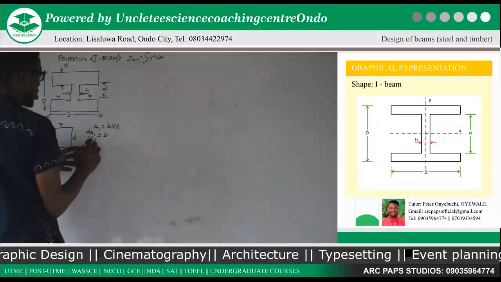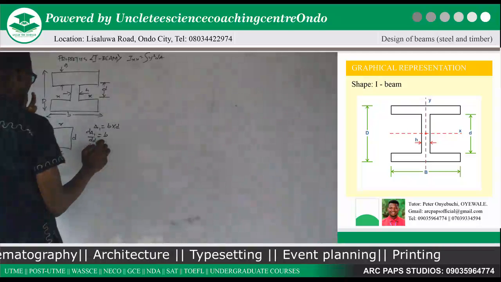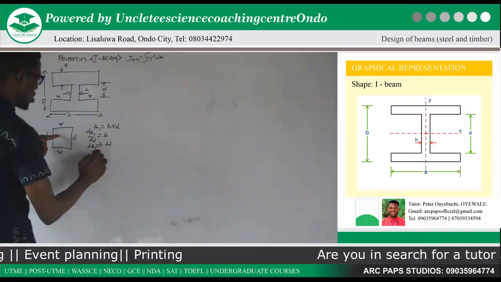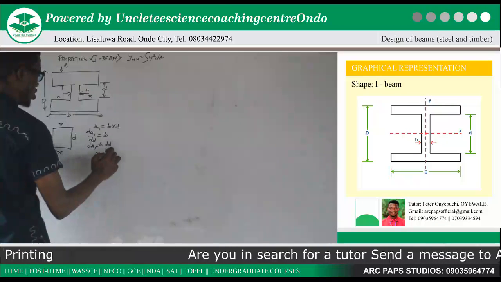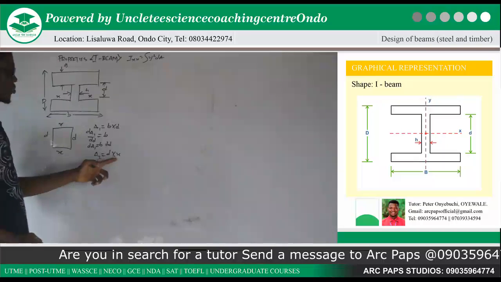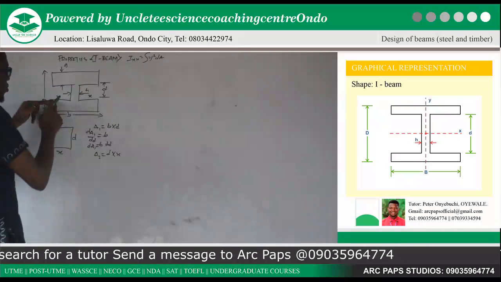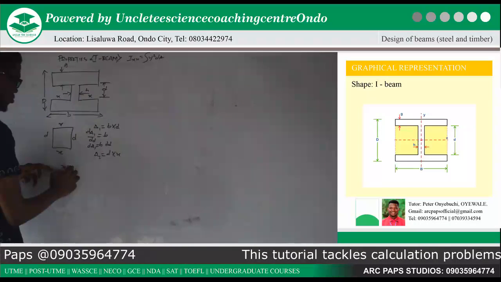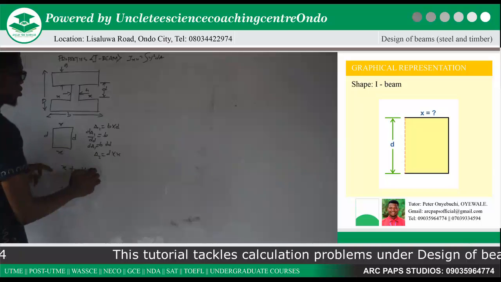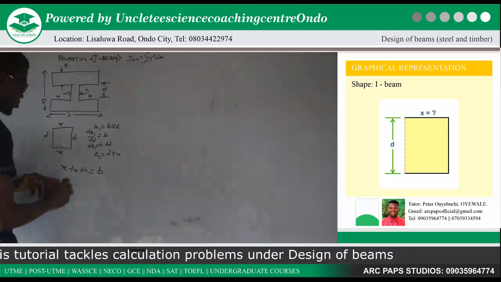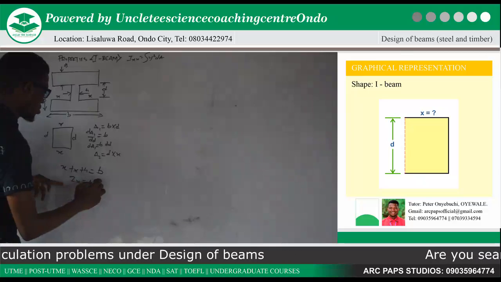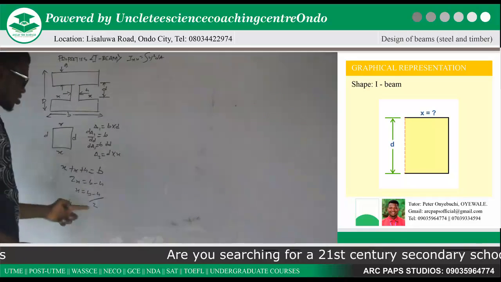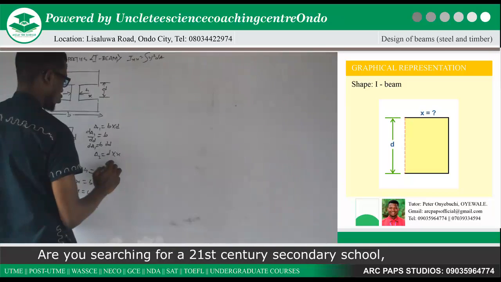Now it means our A1 is equal to B dD. Now going back to this square, our A2 will give us D times x. But x plus h plus x is equal to b. Look at this. x plus h plus x will give us b. Now it means that 2x plus h will give us b. So our x is b minus h over 2.